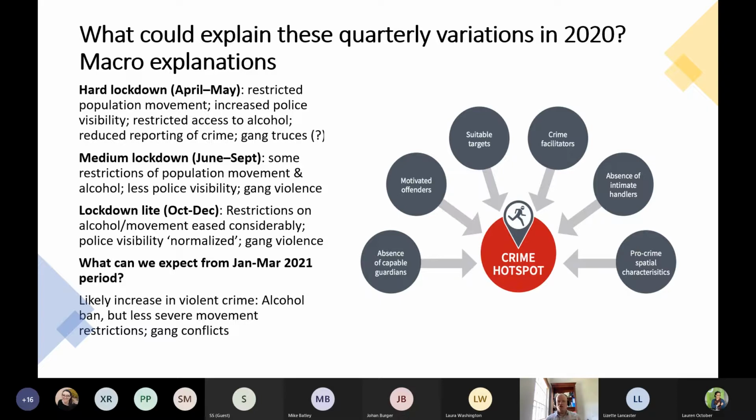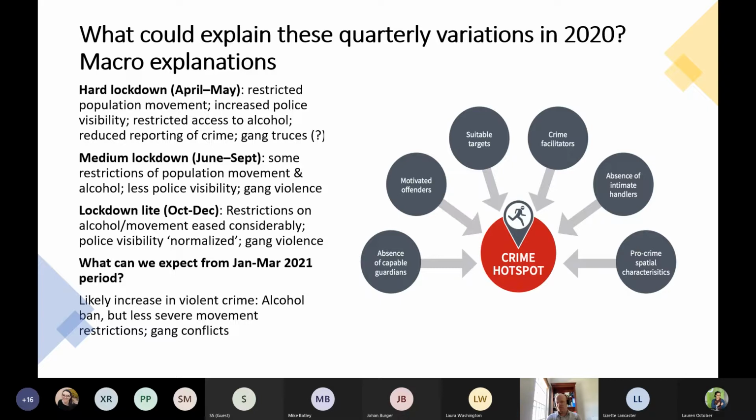Then we get to the sort of lockdown light, where the restrictions are still in place, but they're fairly minimal. Minimal restrictions around alcohol. Police visibility also reduced compared to the hard lockdown period. And then we see quite numerous incidences of gang violence, so the sense of the gang wars that had been prevalent in the 2019 period certainly reigniting and becoming a lot clearer.